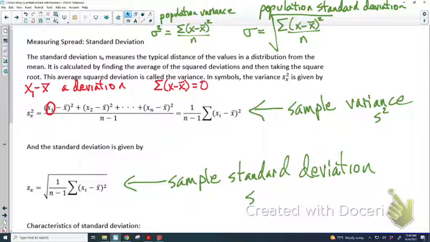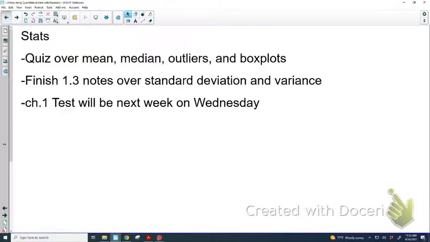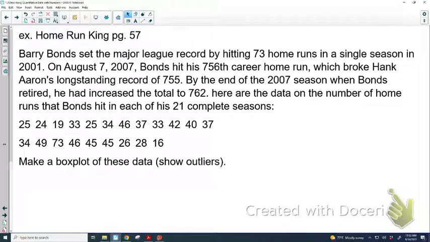All right? So it is kind of important to know the details of the formula, but to be honest, we'll typically always use 1-Var Stats and get standard deviation. You won't have to do it by hand. So if you are curious, we had this Barry Bonds problem right here. And when I did 1-Var Stats earlier, I wrote down the mean. And the mean was 36.0476.